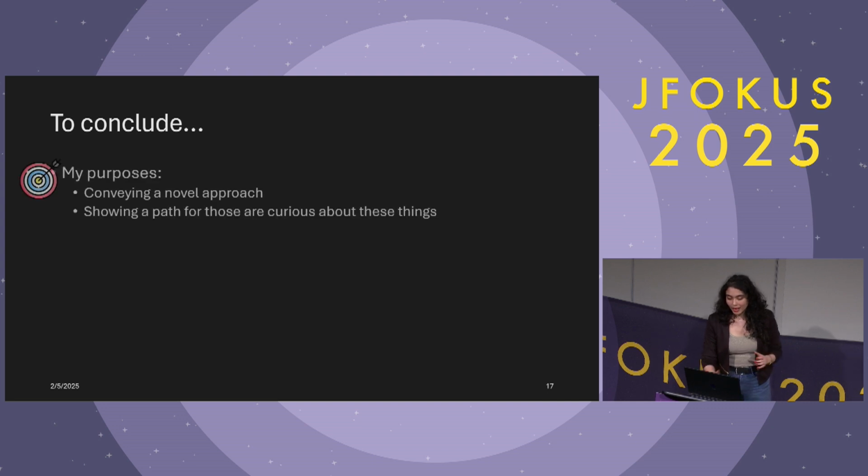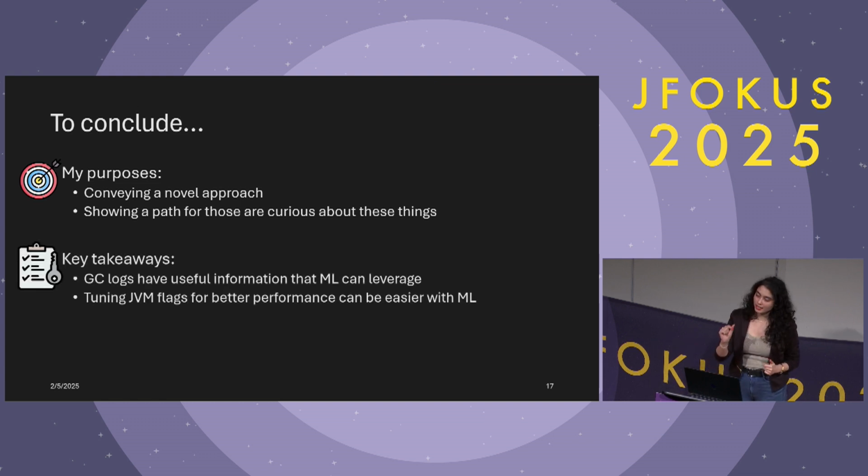To conclude, I shared a novel approach to using machine learning for JVM tuning, with the purpose of inspiring and providing a path for those who are interested in this field so that they can try out other garbage collectors, flags, and models with a similar approach. The key takeaway here is that GC logs hold valuable insights, and a well-performing machine learning model can assist users in selecting optimal JVM flag values, even without requiring deep technical knowledge of JVM internals.